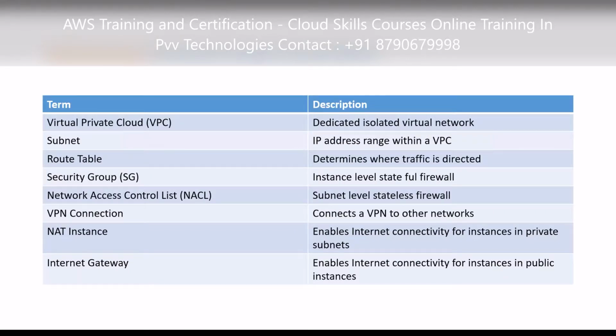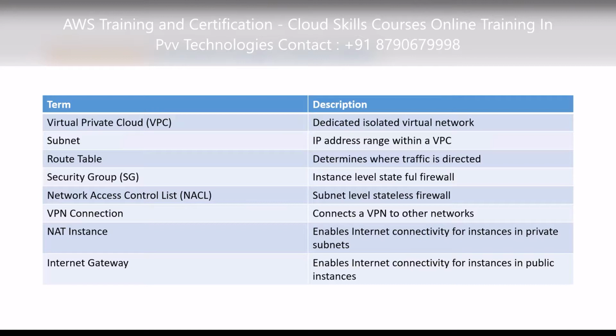The VPC is a dedicated, isolated virtual network. A subnet is an IP range within the VPC. The routing table determines where traffic is directed. Security groups are an instance-level stateful firewall, managed at the instance level, and the network ACL is a subnet-level stateless firewall.